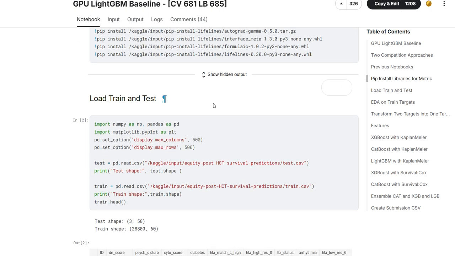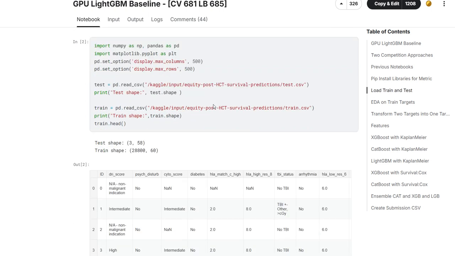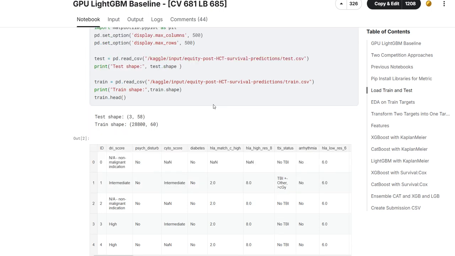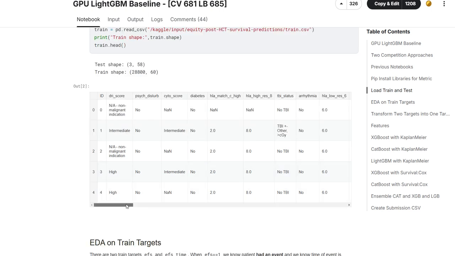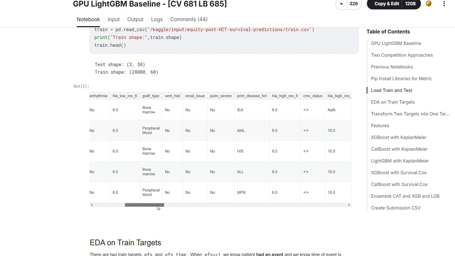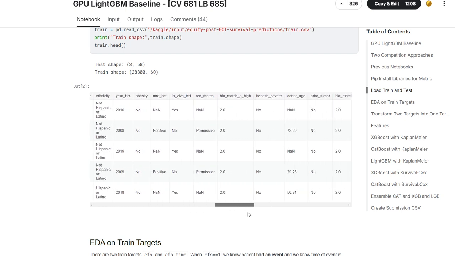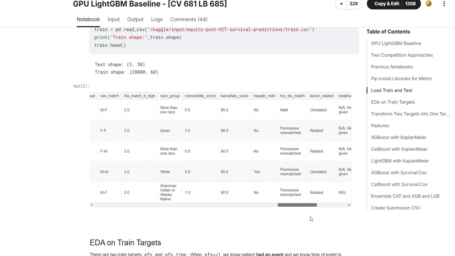Now we're loading the data. We've got a train data and a test data. Let's see. The test set has 58 columns and the training set has 60. And we get a peek at the first few rows of the training data. We see a bunch of features, things like dri_score, psych_disturb, cyto_score, HLA match, and so on. These are all factors that could potentially influence a patient's survival after the transplant.